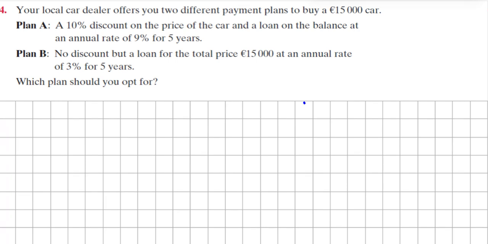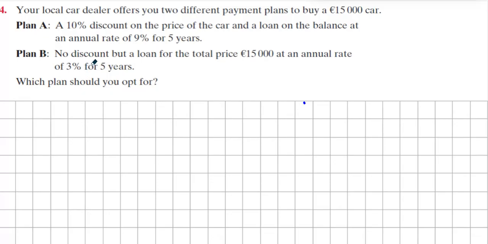Your local car dealer offers you two different payment plans to buy a €15,000 car. Plan A is a 10% discount on the price of the car and a loan on the balance at an annual rate of 9% for 5 years. Plan B is no discount, but a loan on the total price of €15,000 at an annual rate of 3%.